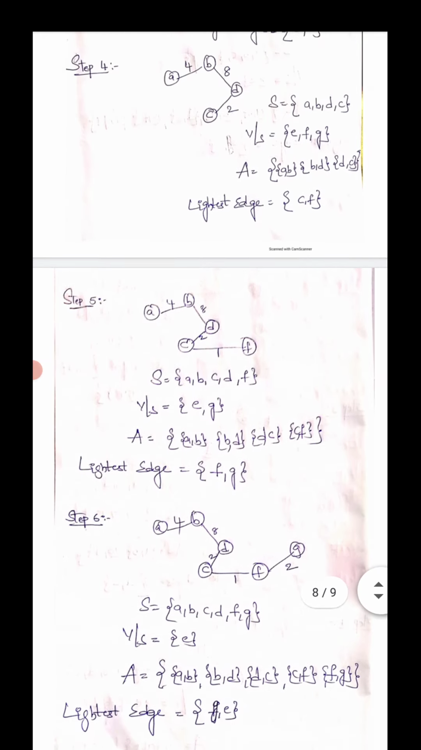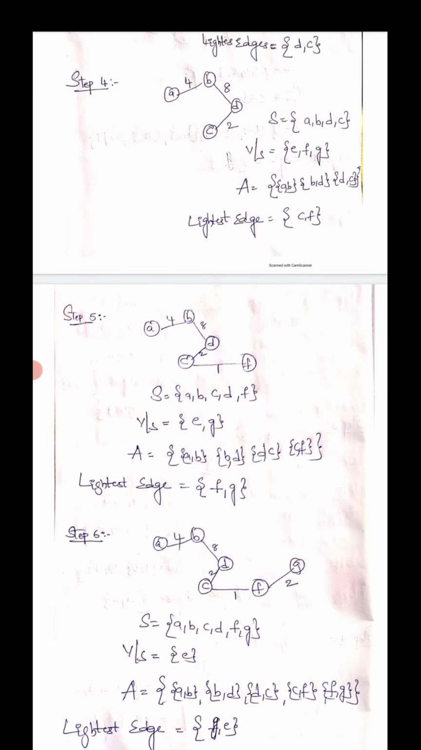Okay, step 5. Now we have C to F as 1, now we move on. Look at the set, A is there. In this diagram, how many elements are completed? A, B, C, D, F. And the remaining vertices are E comma G. The set contains A to B is completed, B to D is completed, D to C is completed, C to F is completed.